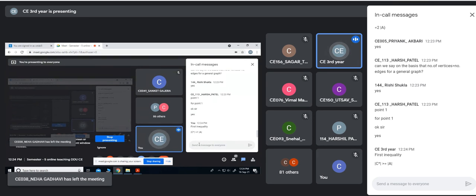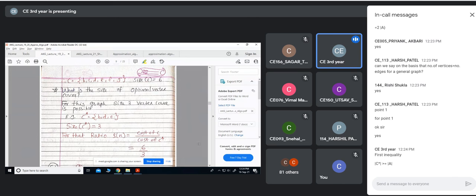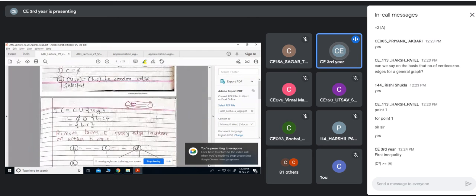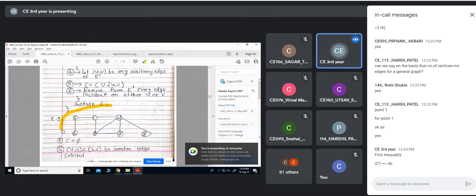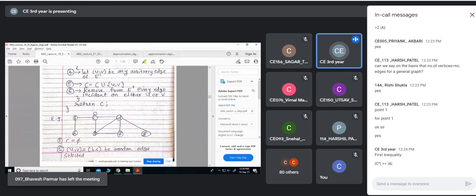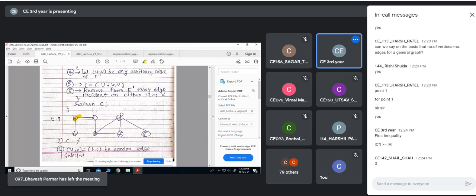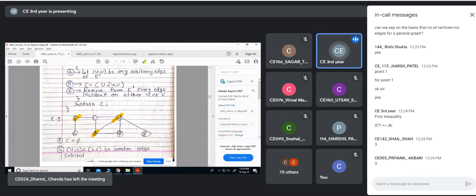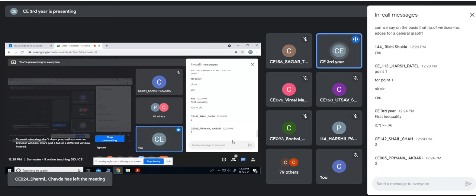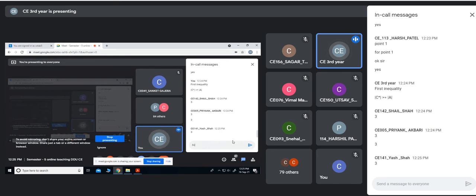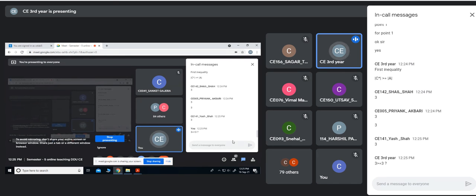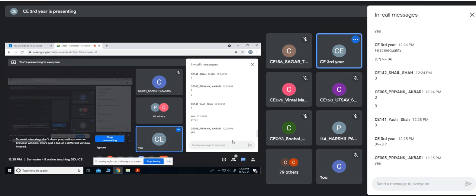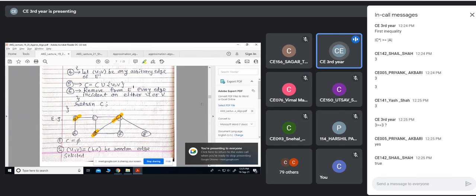We have several examples. What is this C star over here for this graph? You told me C star was B, D, E, if I am not wrong. So the size of C star is 3. And how many edges have you chosen? 3. So 3 is greater than or equal to 3. True or not? First example, true? Yes. Okay. Let us go to the second example.